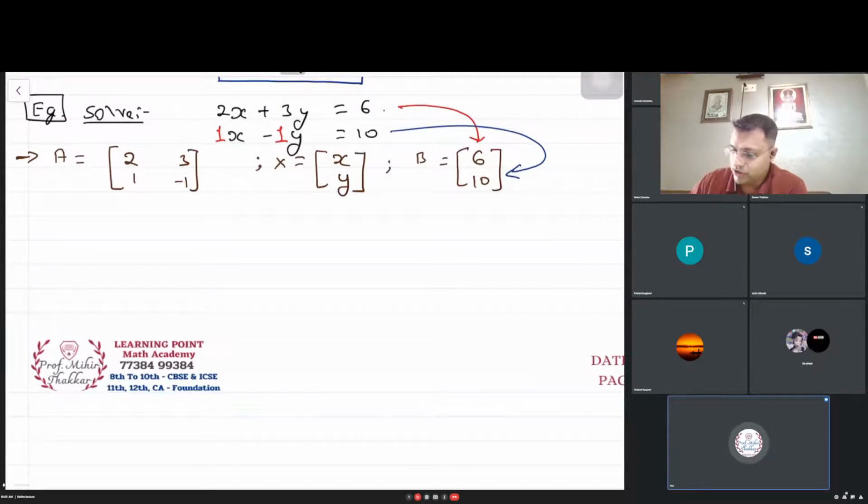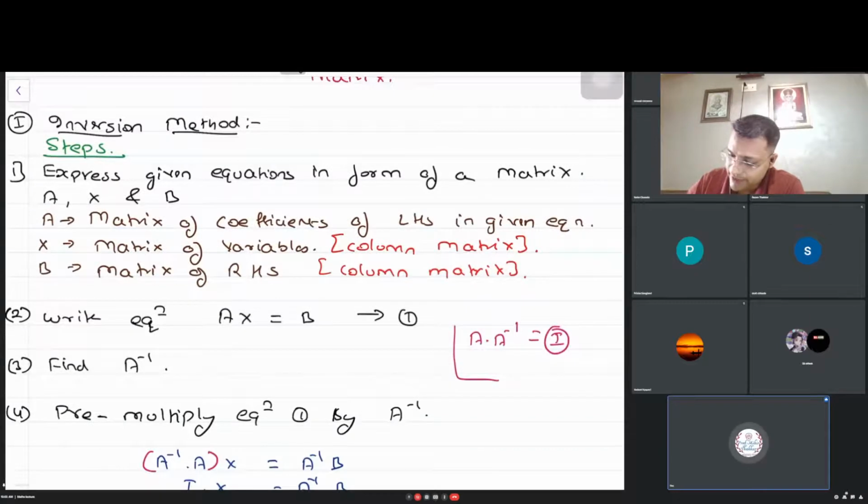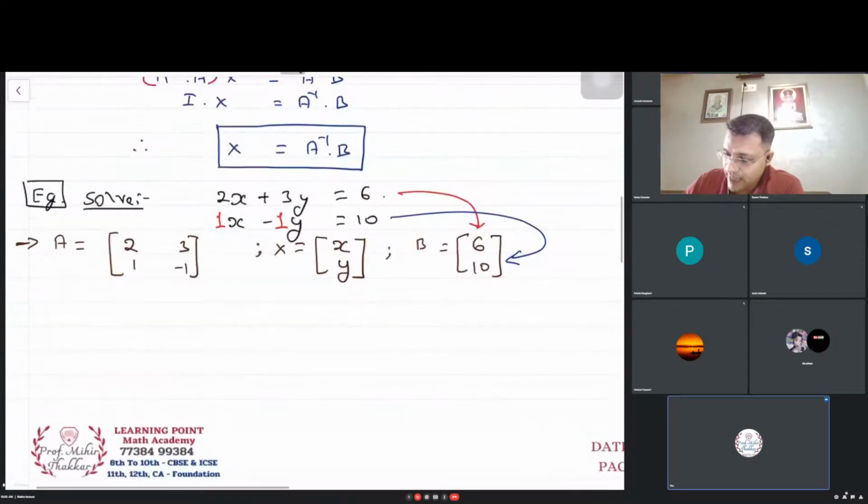So guys, that was our step number 1. If you see up over here, I have expressed the given equations in the form of the matrix. Next is to write down the equation AX = B. So we will do that now. And I have to write it as equation number 1.